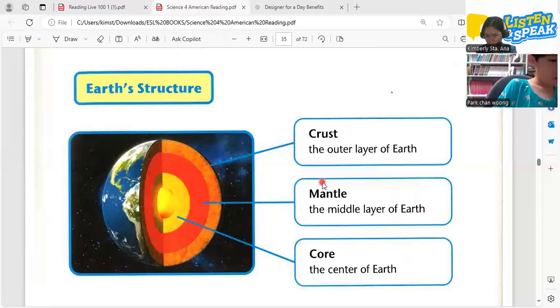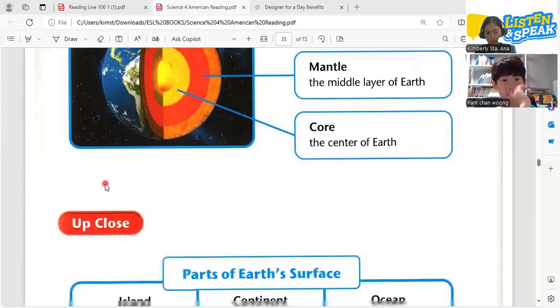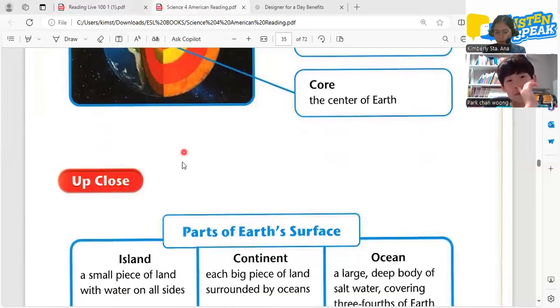Crust. The outer layer of the earth. And mantle. The middle layer of earth. Core, the center of earth. Very good. So now you're very familiar with the three layers.